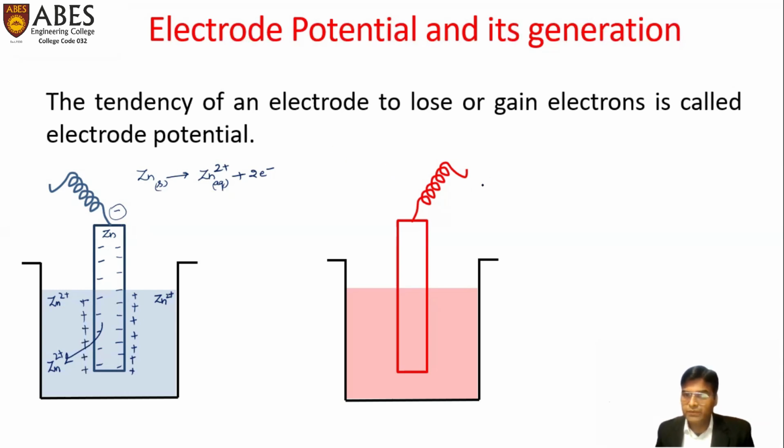Similarly, we can consider a copper rod which is dipped in the solution of its own ions. In this case, the copper ions may undergo reduction to form elemental copper. So when these metal ions reach the metal electrode, they undergo reduction by taking up 2 electrons from the metal rod. Hence, it causes a positive charge to be accumulated on the metal electrode.